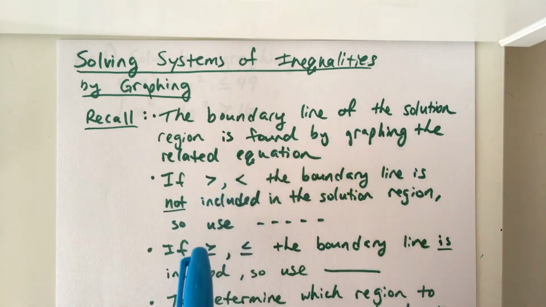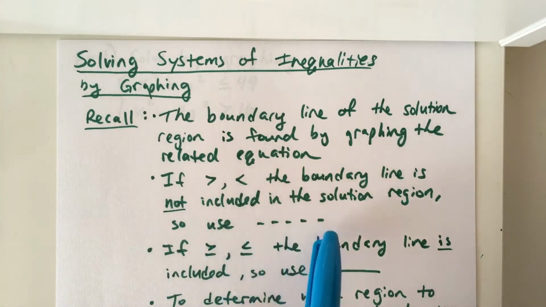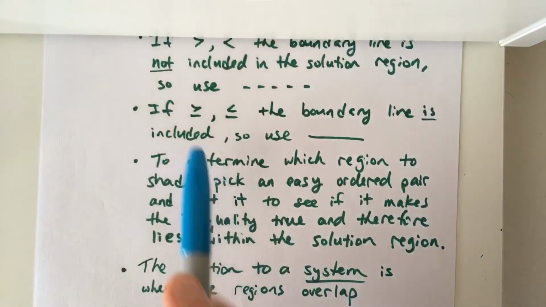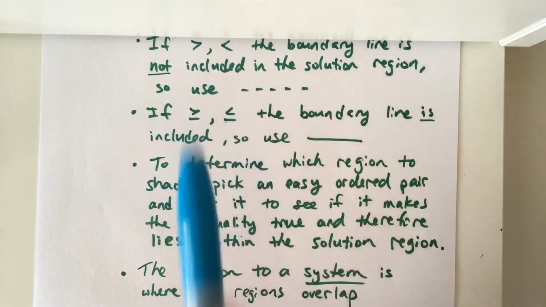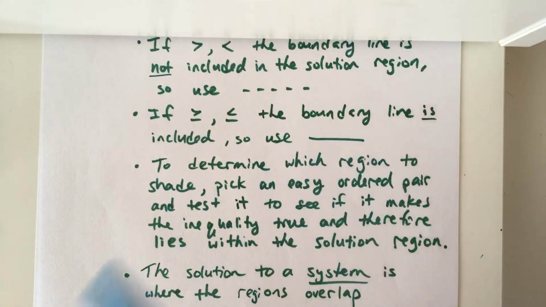If it's a less than or a greater than symbol, you're going to use a dashed line for the boundary. And if it's a greater than or equal to or less than or equal to symbol, you're going to use a solid line for the boundary.